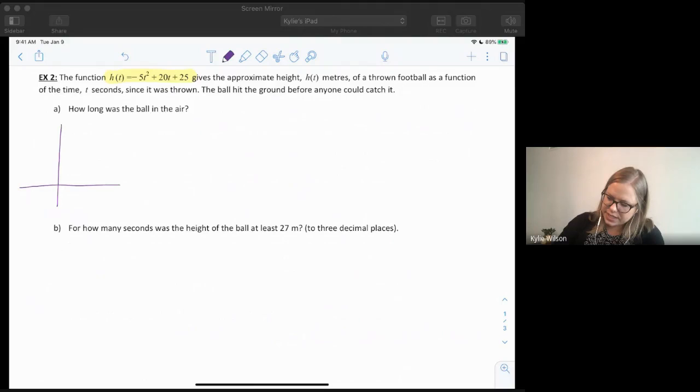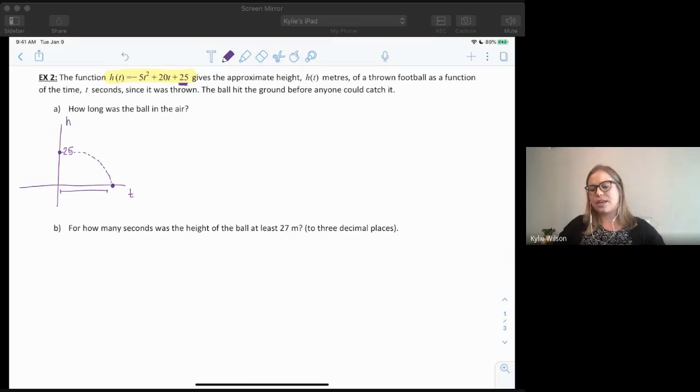Something like this. Here's my time, here's my height. And if the football is thrown, and I have a 25 here, that represents my y-intercept. So I know here is 25, and my football is thrown and hits the ground before anybody can catch it. So what I'm trying to figure out is for how long was my football in the air. So I'm looking for this length of time here.